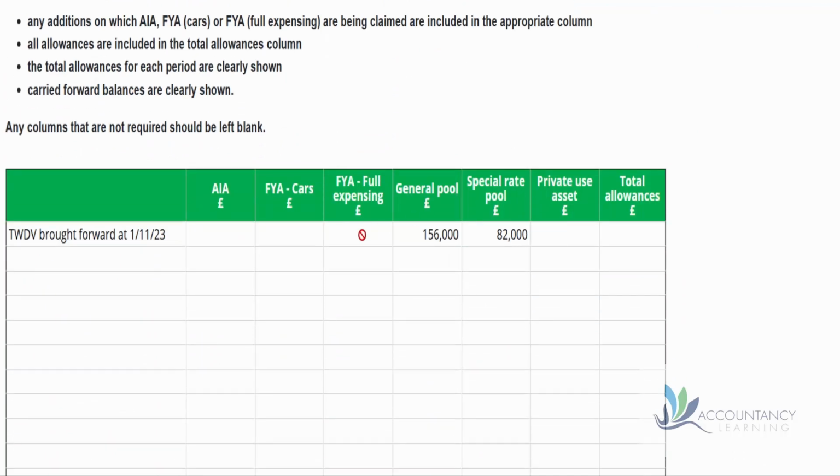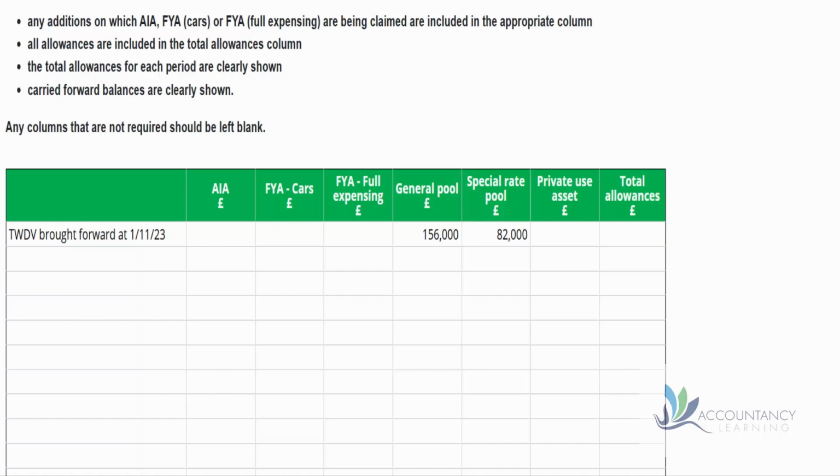So there's our table, and notice we've got a variety of headings here. So we've got our AIA. This is the annual investment allowance, which is a type of capital allowance, but it gives us 100% tax relief in the year of purchase. But there is a cap of £1 million of this, and if we have a long period of account like we have now, we can prorate that up and down for longer periods, but that's not going to be relevant in this particular question, because the plant that we've bought is actually below that 1 million.